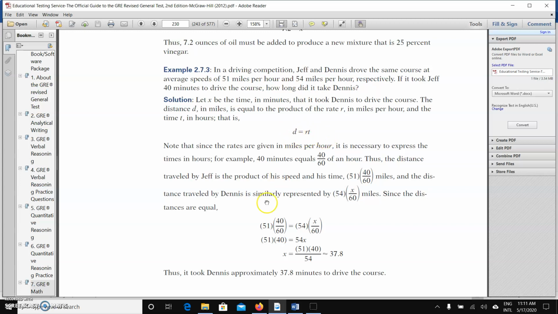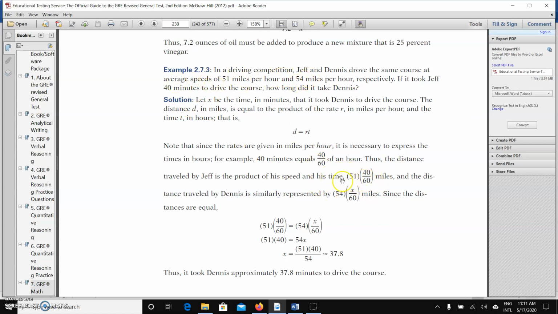Note that since the rates are given in miles per hour, it is necessary to express the time in hours. For example, 40 minutes equals 40 divided by 60. That's how to convert it to hours. And thus the distance traveled by Jeff is the product of the speed and the time, like I said. So 51, which is the rate, times the time, 40 over 60. Since we already converted it, we are using this formula. Rate, this is 51. Time for Jeff, 40 divided by 60.